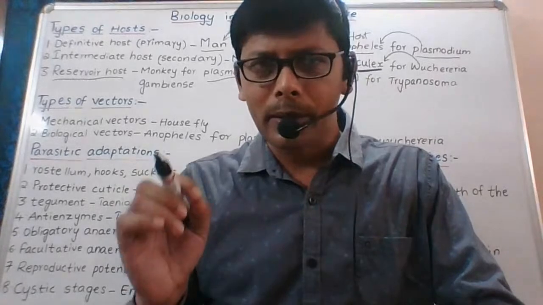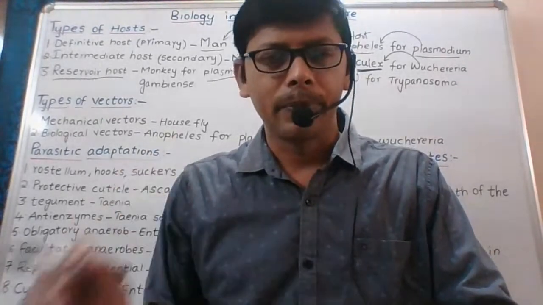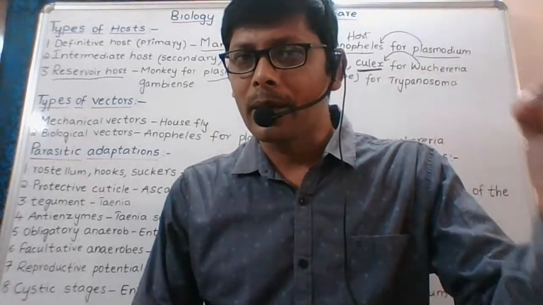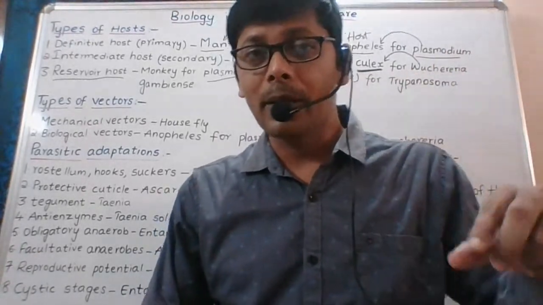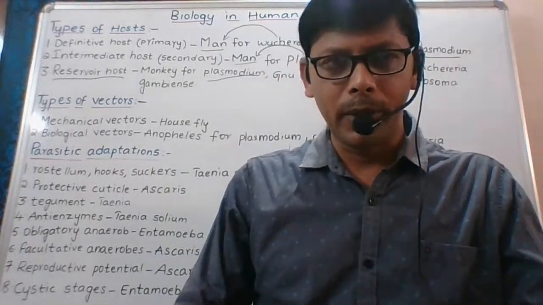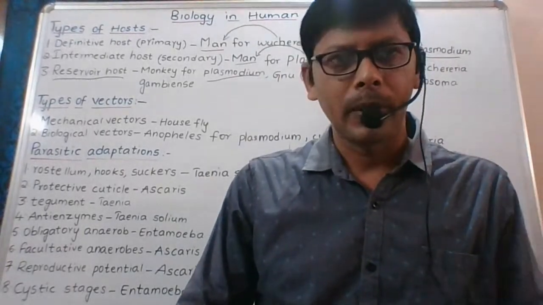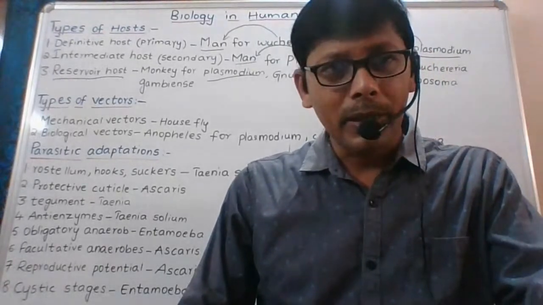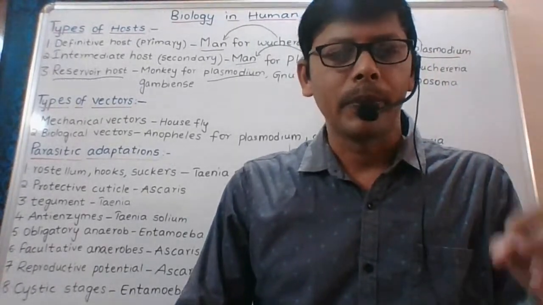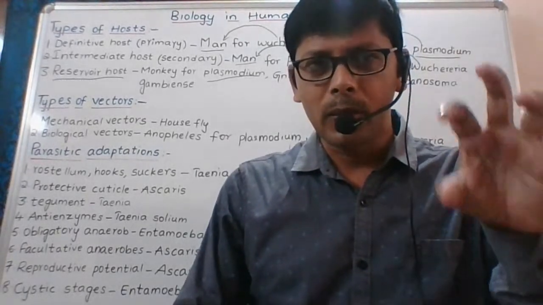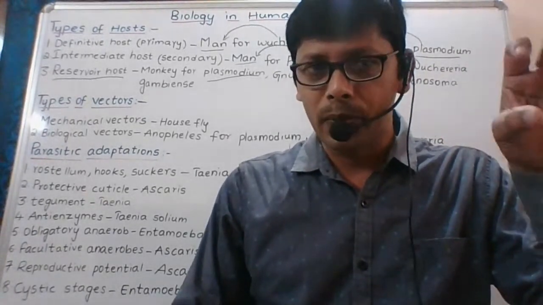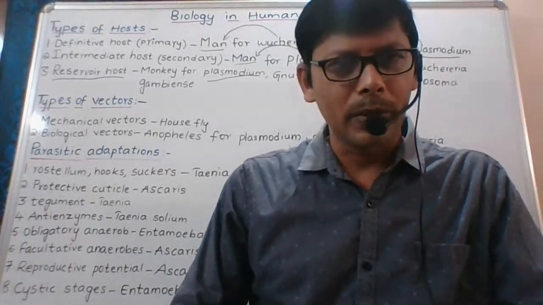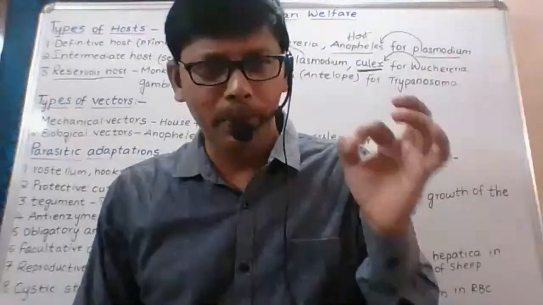For example, in 10th class, you learned the Cuscuta plant. The Cuscuta plant, or dodder plant, grows on another plant. The plant on which Cuscuta is growing is the host. The organism from which the parasite gets nourishment is the host. The Cuscuta plant gets food from the other plant, and that plant is the host.